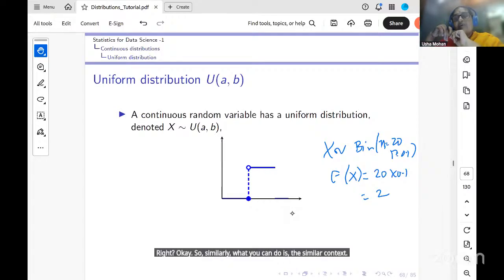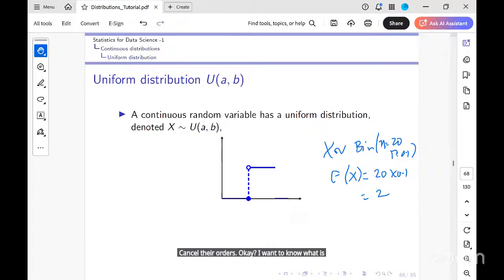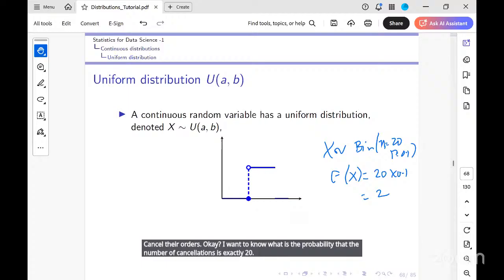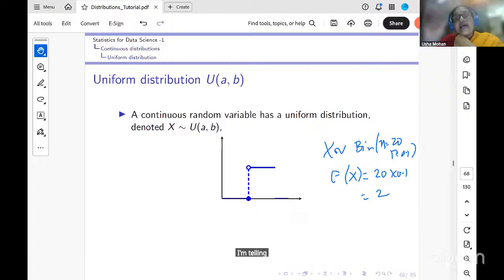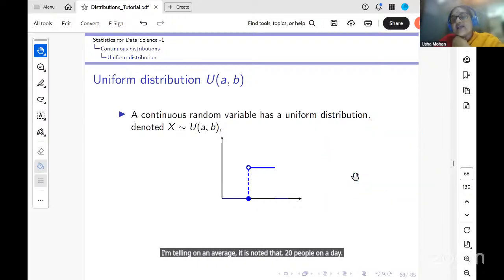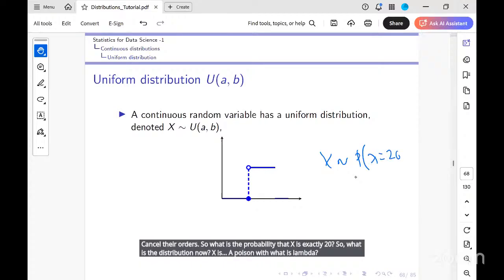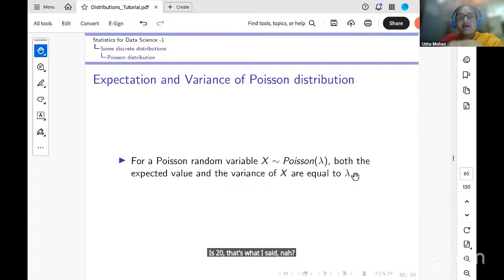Similarly, in a similar context, I'm saying that on an average, 20 customers per day cancel their orders. I want to know the probability that the number of cancellations is exactly 20. Poisson. On an average, 20 people on a day cancel their orders. So what is the probability that x is exactly 20? What is the distribution now? X is a Poisson with what lambda? The average is 20. That's what I said.